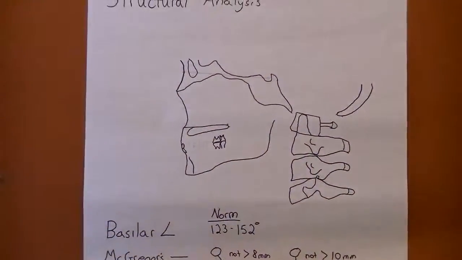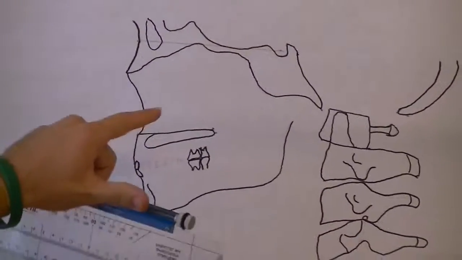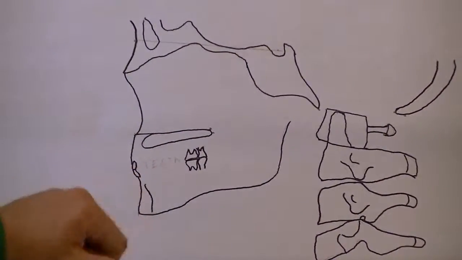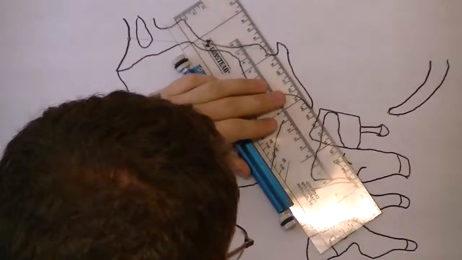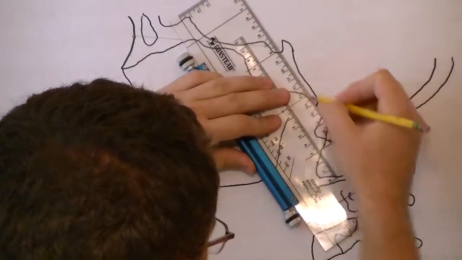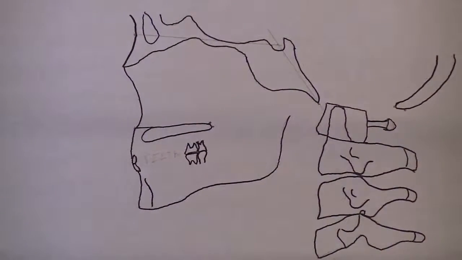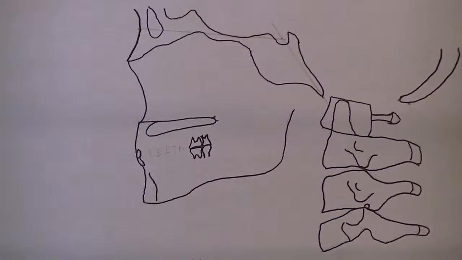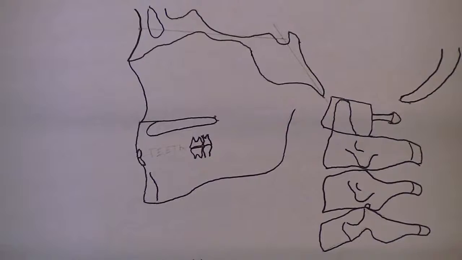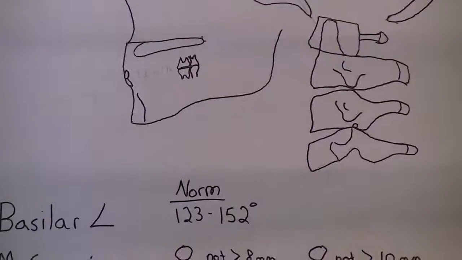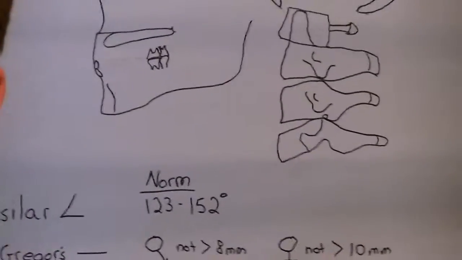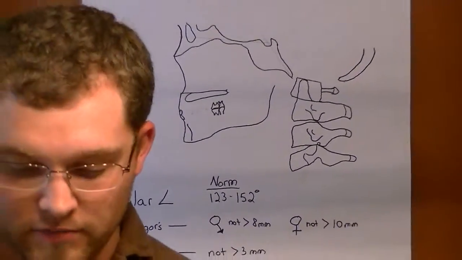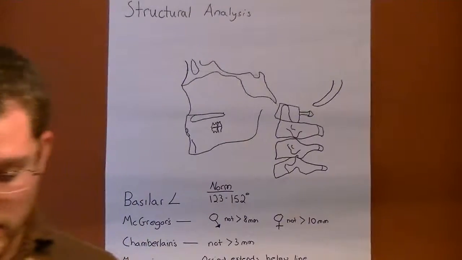And then a second line from the middle of the sella turcica down to the anterior aspect of the foramen magnum. When we take out the protractor, we measure that, and the normal range is 123 to 152 degrees. If it's outside this range, usually larger, it would indicate platybasia.